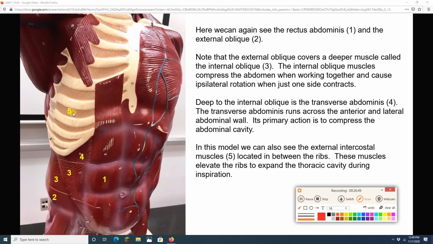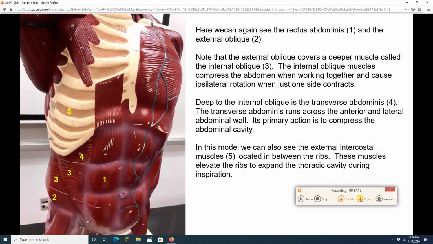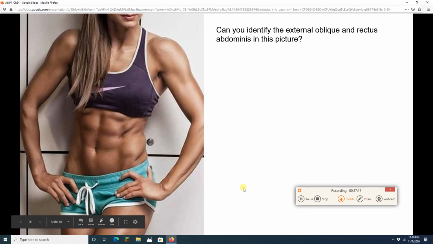The external intercostals expand your thoracic cavity. Externals expand, which lets you breathe in. So you make your thorax big, gives you less pressure in there, and air gets sucked in. All right, good work. Let's keep going. We're close to being done here, guys, which is really good.